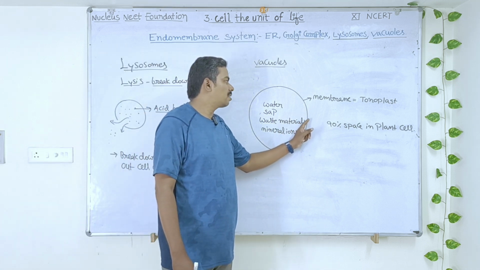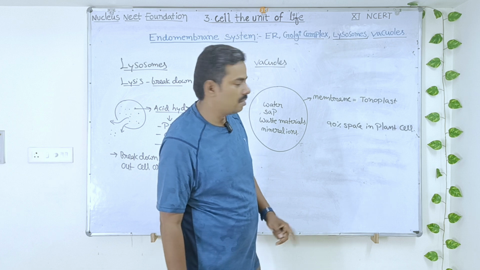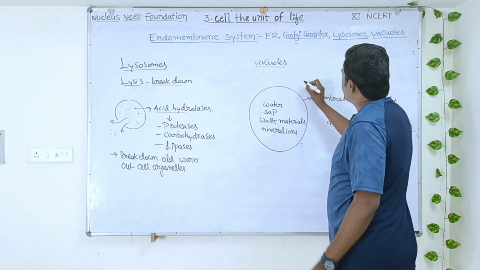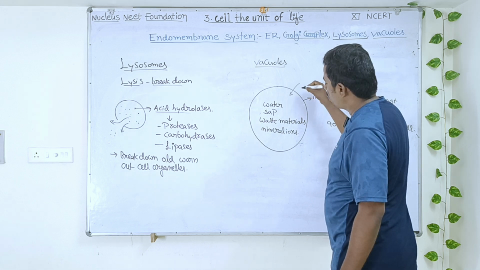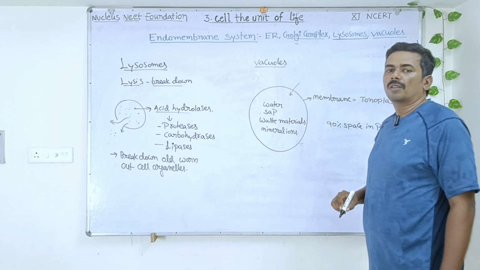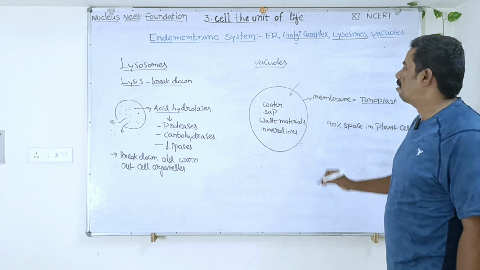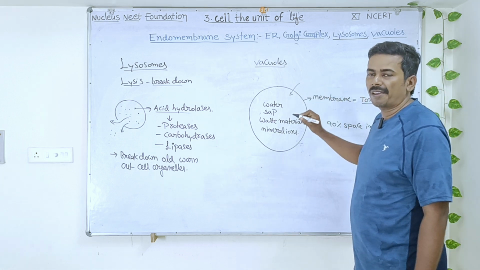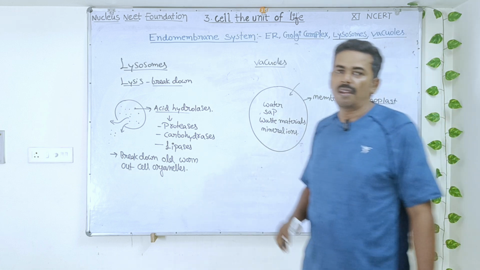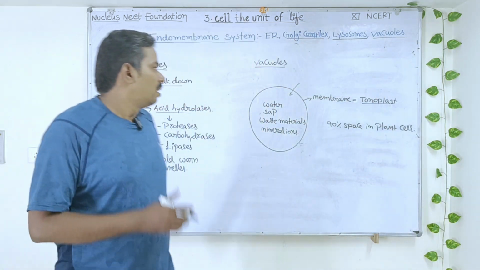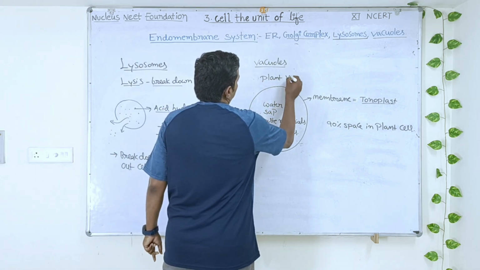The membrane called tonoplast has one function: by using ATP energy, it can pump mineral ions into the vacuole. So this is one of the important properties of tonoplast. Because of the pumping activity of mineral ions, there will always be high concentration of mineral ions inside the vacuole. Okay, next. This is a plant vacuole.